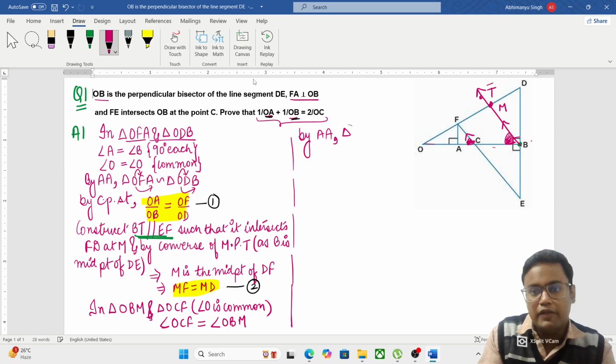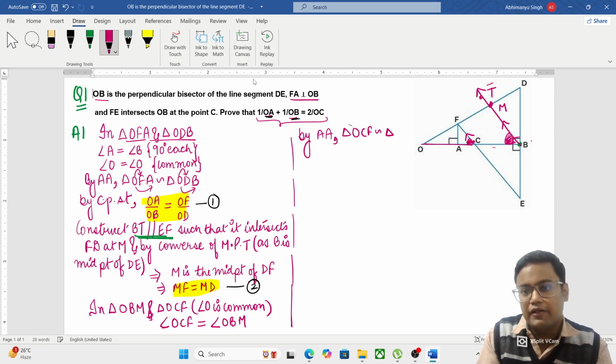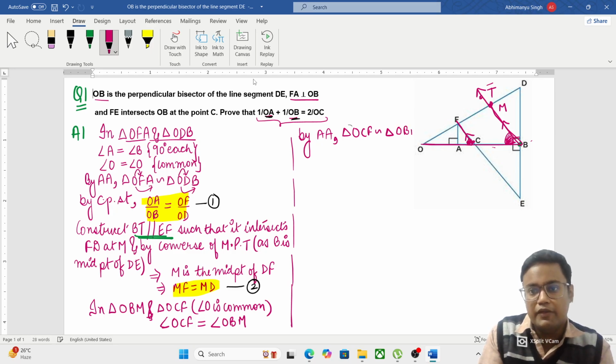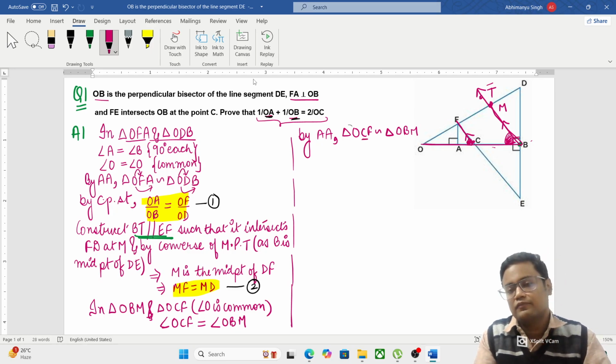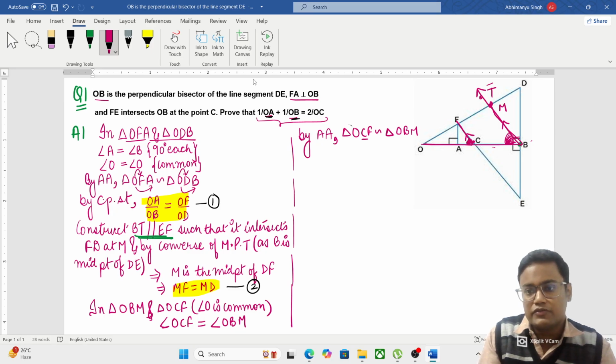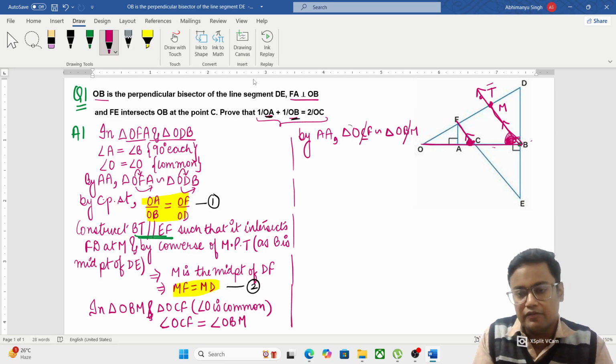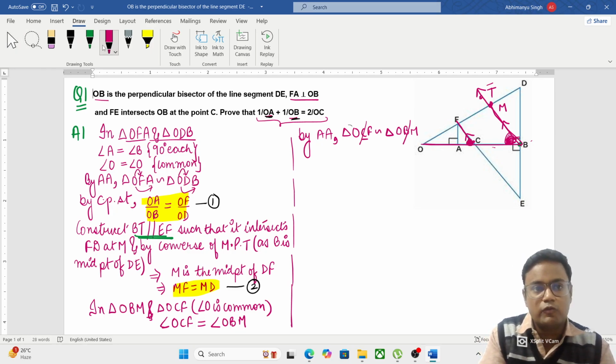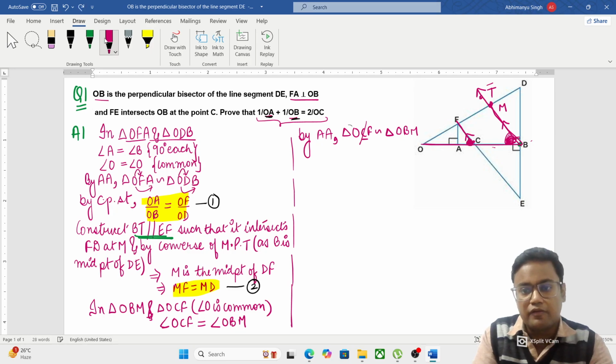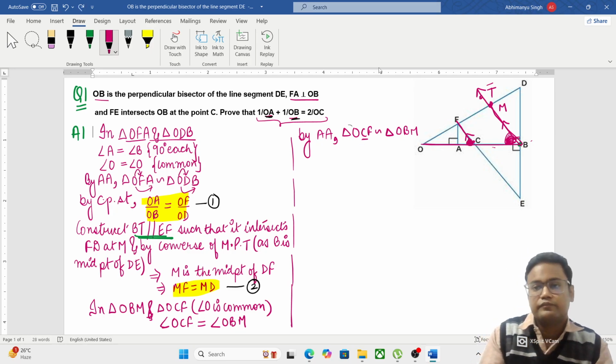triangle OFC or OCF, whatever you may choose, but the order should be right. If you have taken OCF here, then it should be OBM, right? Triangle OBM. Why? What is the reason? Because see the position of the second letter, that is C. C was standing equal to B, hence wherever C appears in the second position, B should also appear. Okay, so that is what you need to remember. The order is very important, the most important concept in this chapter.